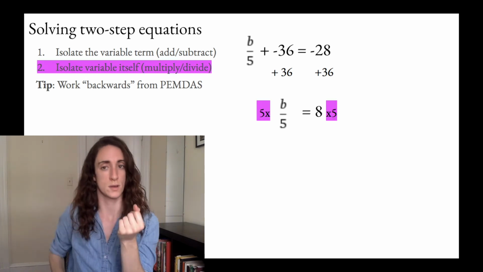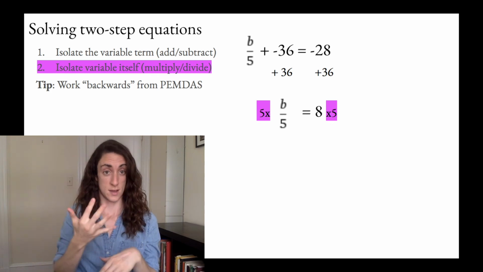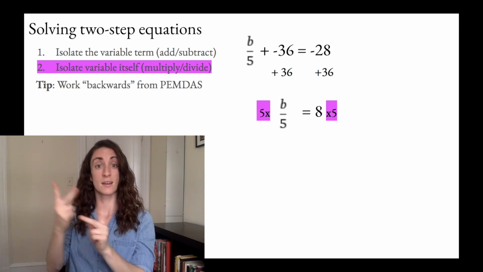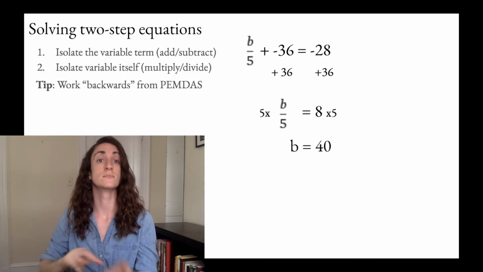b divided by 5 times 5 is just b, because those operations are inverses. And 8 times 5 is 40, giving us b equals 40.